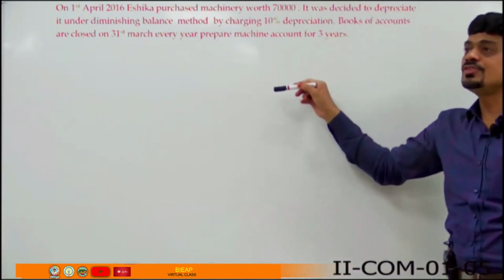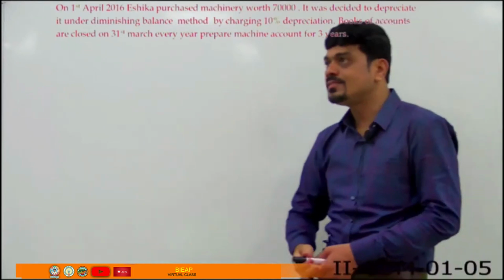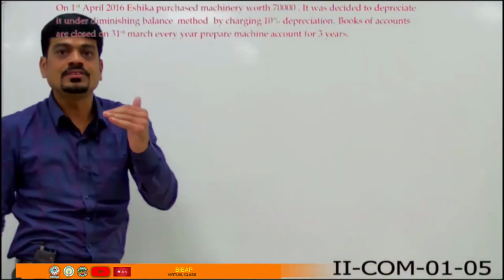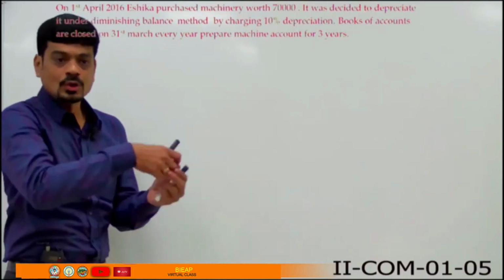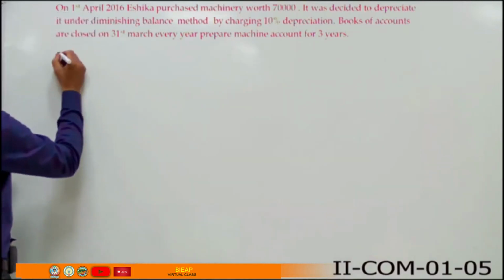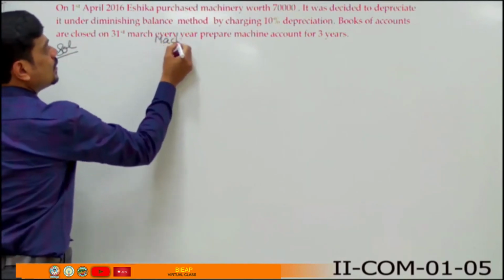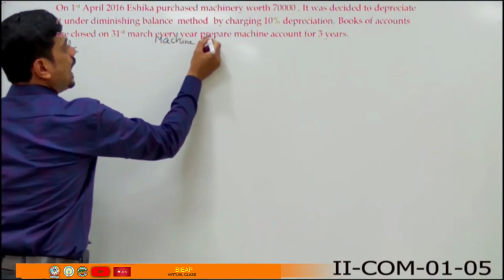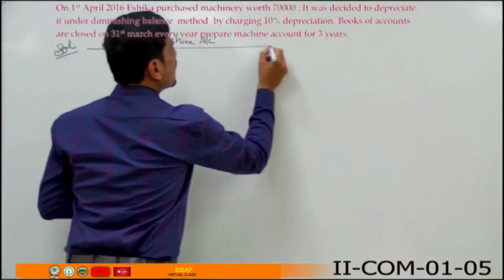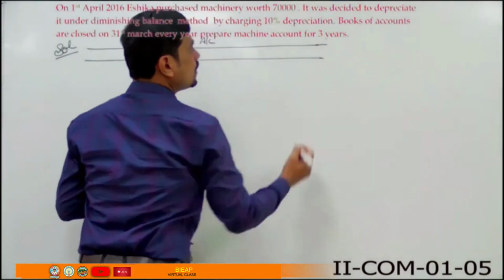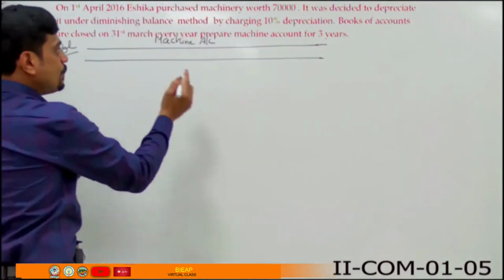So, you know what will happen in the diminishing balance method? In the diminishing balance method, the amount of depreciation will change. So as it is, we are going to solve the problem. Solution. Again, account as it is. Then draft the account. Always, as I told you the technique in the last class: draw the line, fold the page.